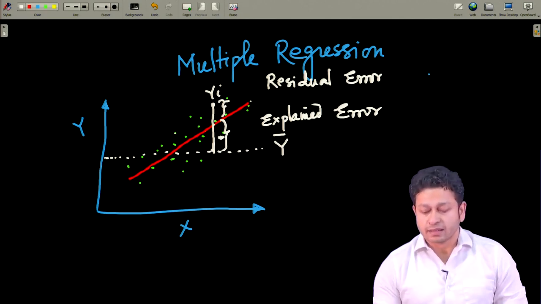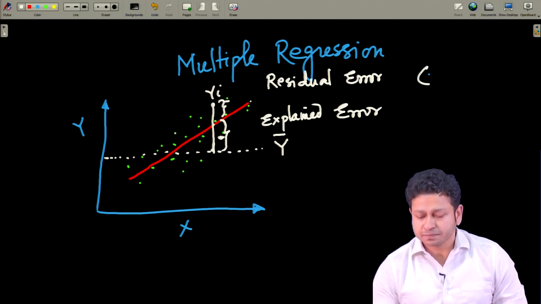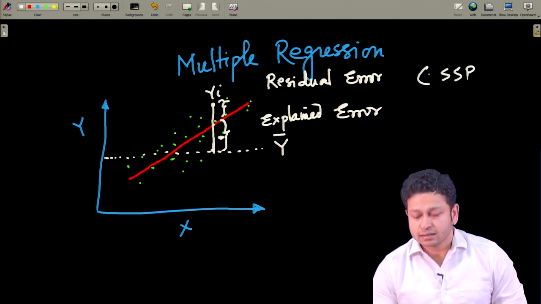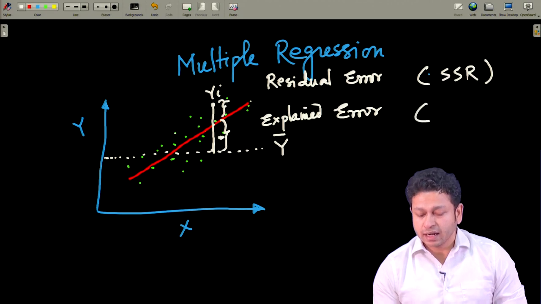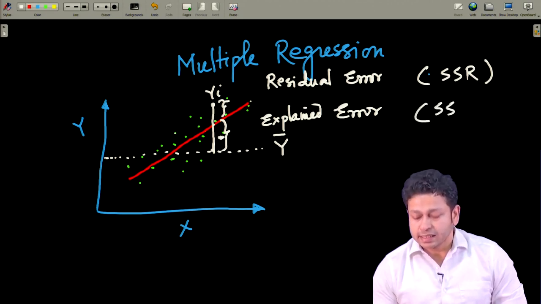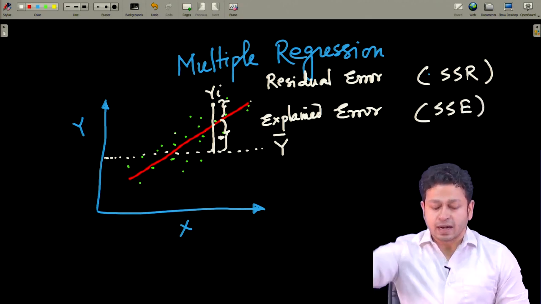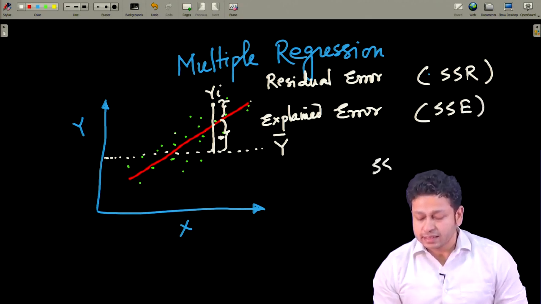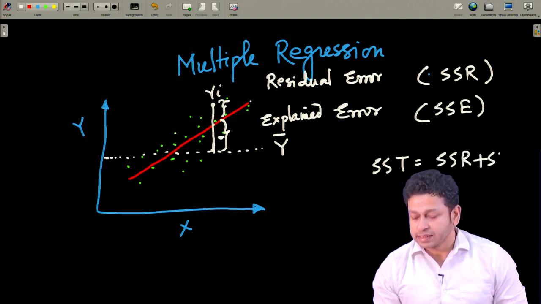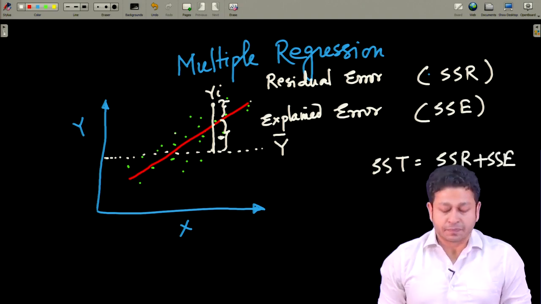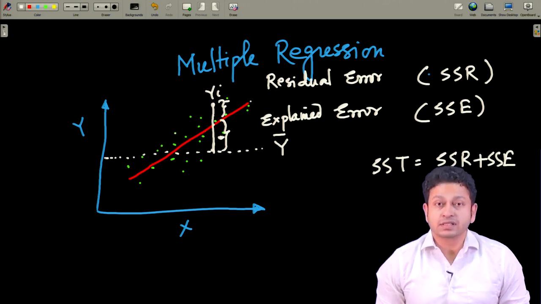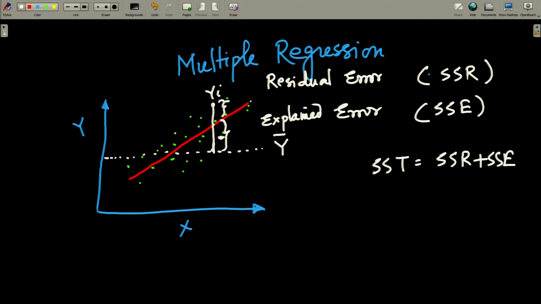So how do we express them? We express the sum of square for residual error as SSR, and we term the explained error as SSE, sum of square explained, and the total error SST is equal to SSR plus SSE. So we have seen it already. Now, this is for the simple linear regression.